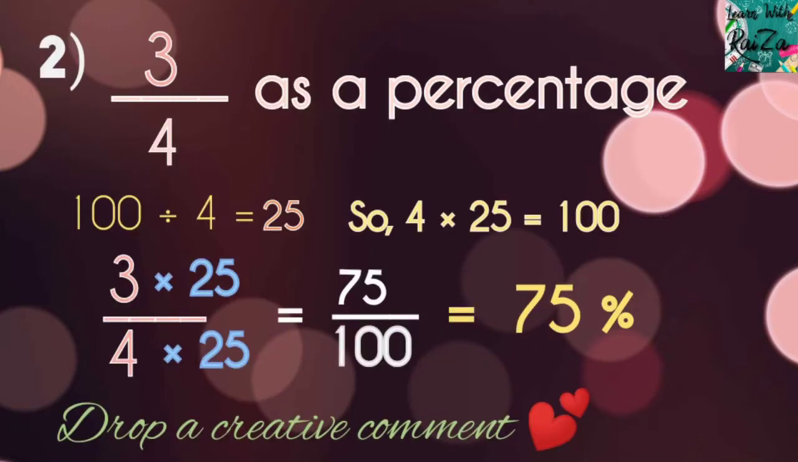The second one, this is a different story, children, because 4 is given. 4 is not a factor of 10. If there is a multiple of 10, it's easy to make 100. So 3 upon 4 as a percentage.